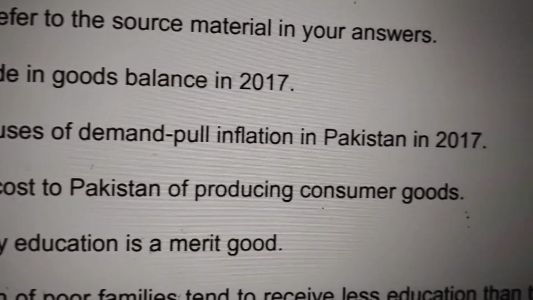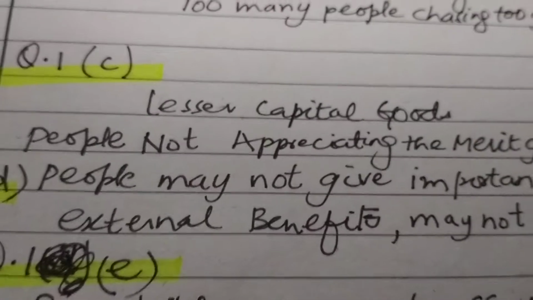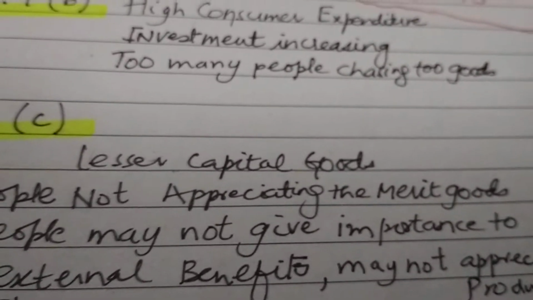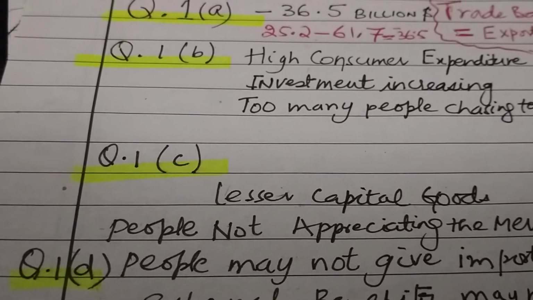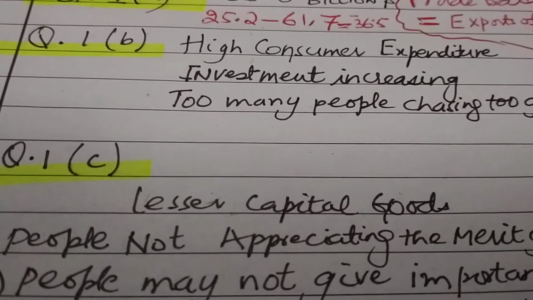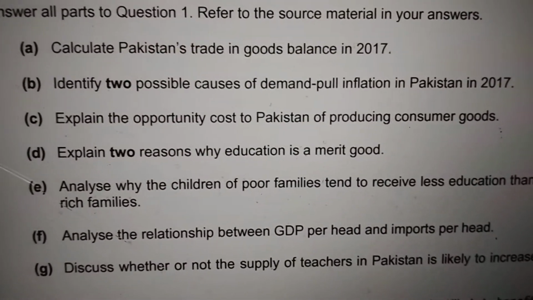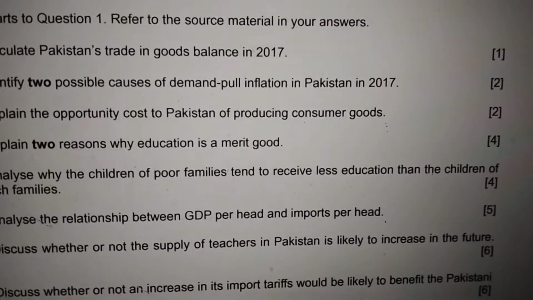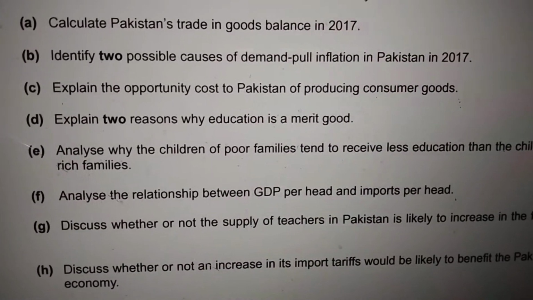We are looking at part C now. Explain the opportunity cost to Pakistan of producing consumer goods. A straightforward answer can be lesser capital goods can be produced. Some of the other things which I have written in this answer: people not appreciating the merit goods is one of the reasons why more is spent on consumer goods. So the government is basically not producing a lot of capital goods in the economy, and they're fulfilling the requirements of the people by producing consumer goods only, which are used to satisfy the wants of the consumers.